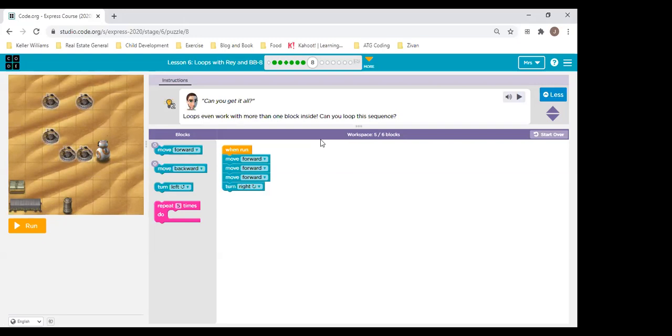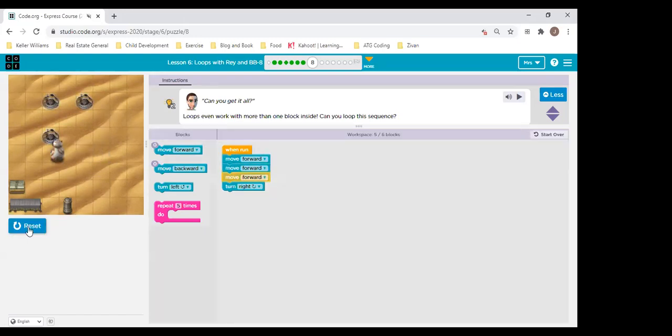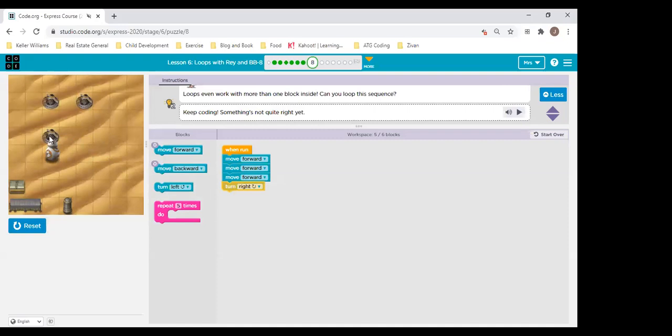Now, let's run it to see what the code they've already given us. There are 3 move forwards and 1 turn right. There goes BB8. 1, 2, 3 move forward and 1 turn right. Now it's going to move forward again. Do you see that? And then it's going to turn again. And then it's going to move forward again. So who can help me to solve this puzzle?